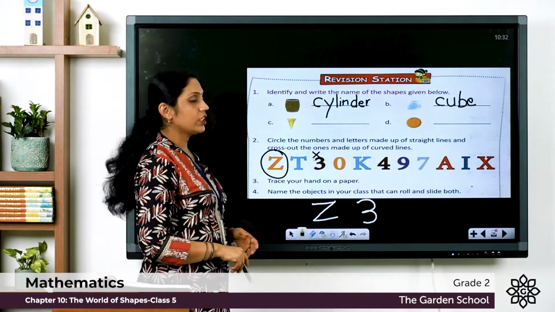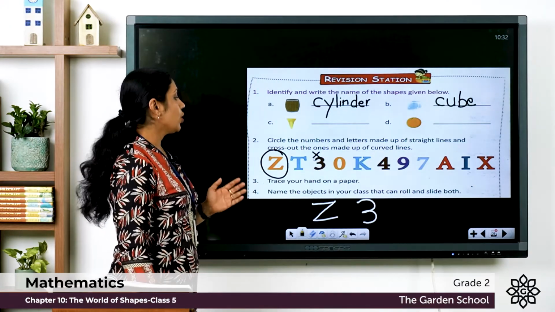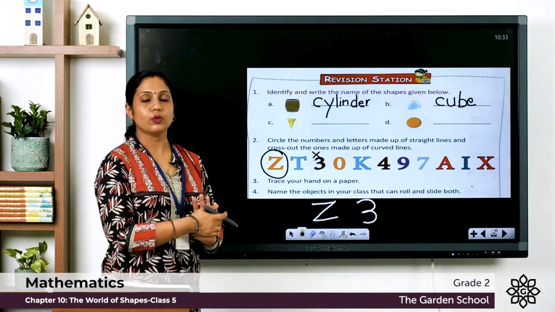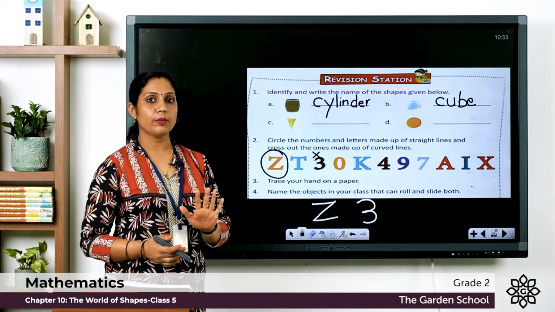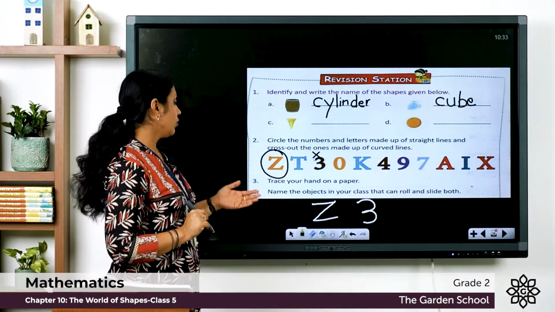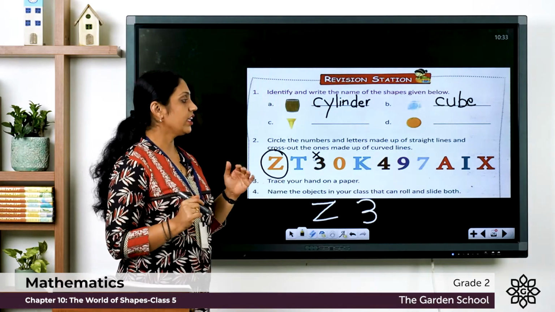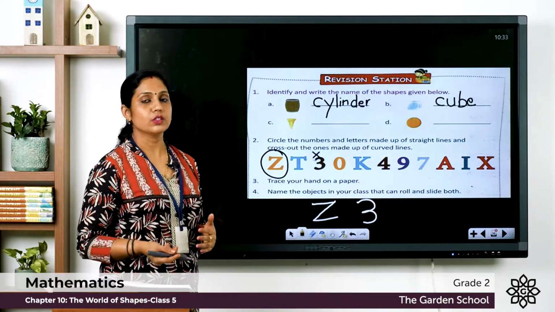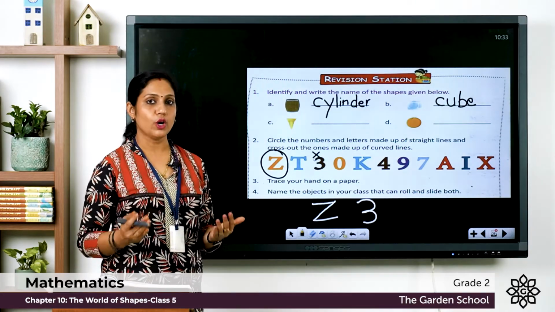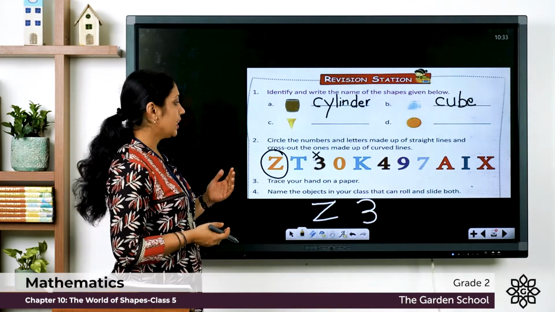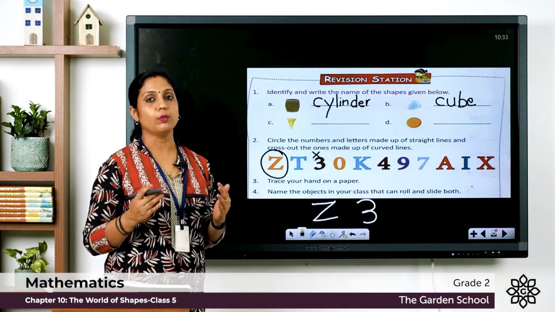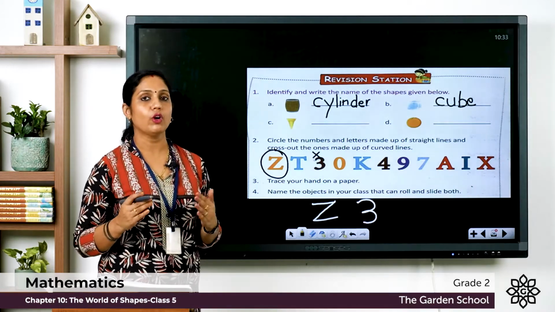Now let's move on to the third question. Trace your hand on a paper. So what you have to do? You place your hand on a paper and trace it. Now the fourth question, name the objects in your class that can roll and slide both. So as you are not in the class, in your home, find out objects that can roll and slide both. So find out objects like that.